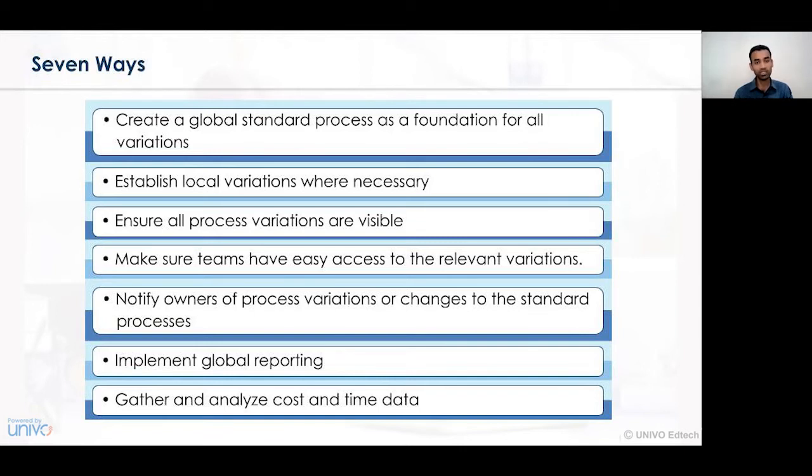Simultaneously, if the process is implemented at the local level, or the variations have been incorporated at the local level, the same communication should be provided at the global level so as to have proper communication and process formation at all levels of the organization. And lastly, gathering and analyzing the cost and time data.